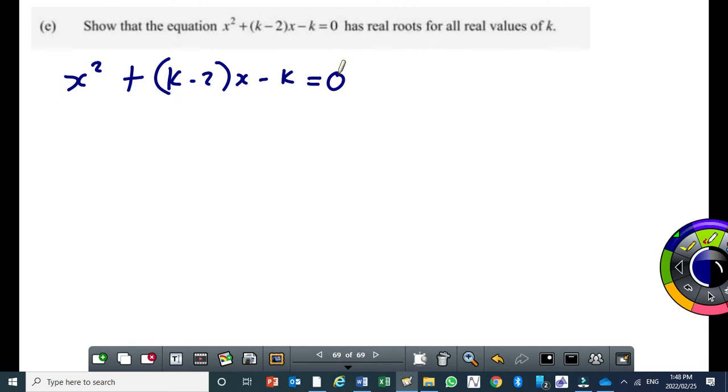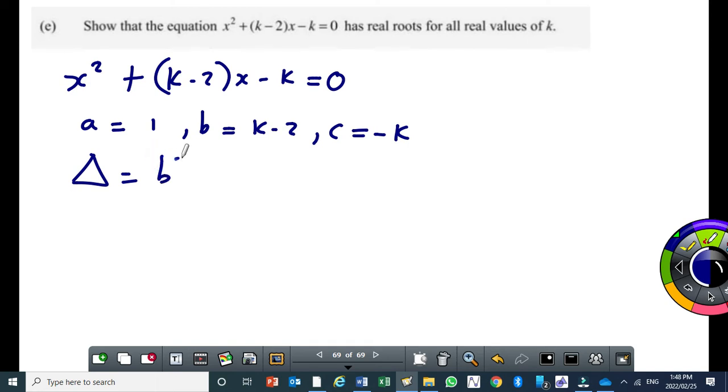So if it's going to have real roots, what must happen to the discriminant? It must be greater than, it must be greater than or equal to 0. So here, our A is 1, B is equal to k minus 2, and C is equal to minus k. So delta is equal to B squared minus 4AC. Right? For now, this is what I'm doing.